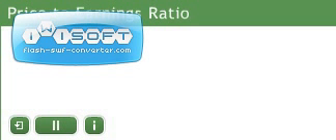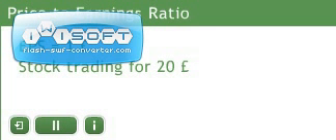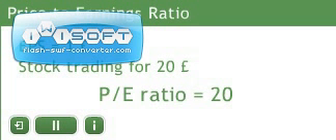For example, if a stock has an earnings per share, or EPS, of £1 and the stock is trading for £20, it has a PE ratio of 20.